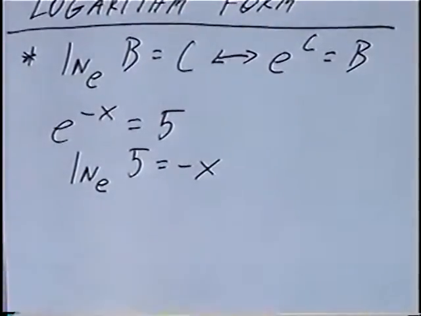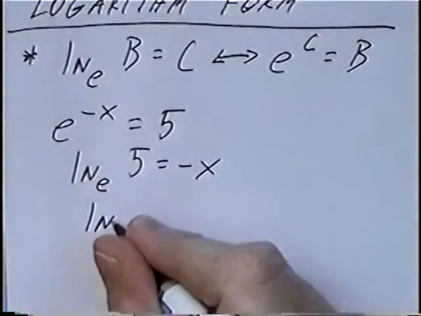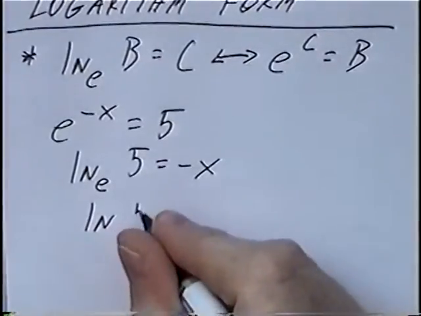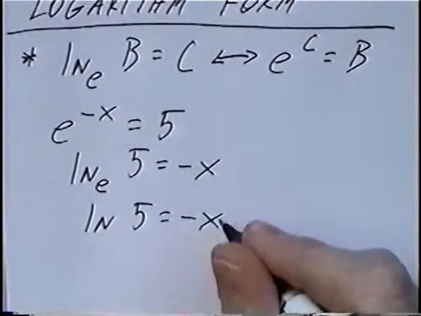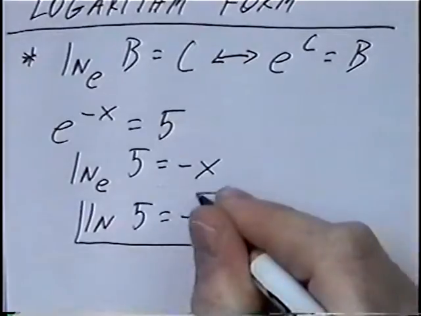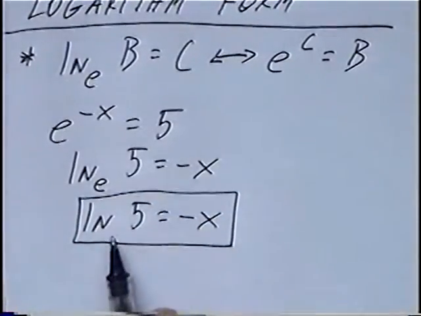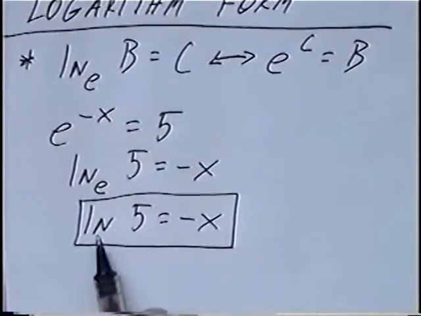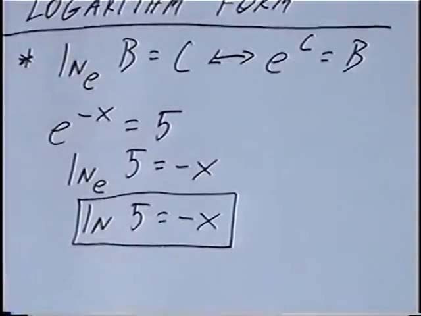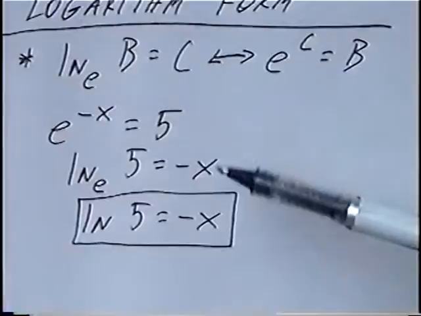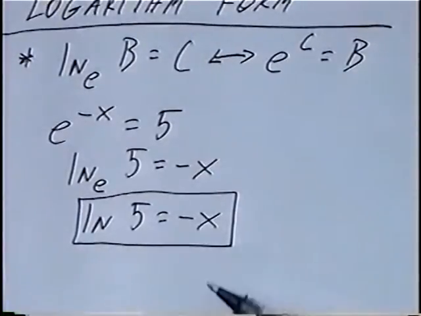We can rewrite this without the base of e, so we'll have the natural logarithm of 5 equals negative x. Anytime we have the natural logarithm, it's not necessary to write the base of e. Anytime you have a natural logarithm, it always has a base of e. So e to the negative x power equals 5 is the same as the natural log of 5 equals negative x.